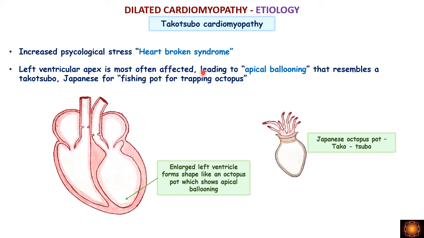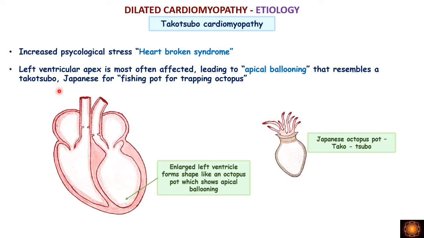And another interesting one is Takotsubo cardiomyopathy. This is also called broken heart syndrome, which usually occurs in increased psychological stress. If you have a loss of your loved ones or a severe psychological stress, suddenly there is a dilatation of the left ventricle. At the apex there is an apical ballooning that resembles a Takotsubo.